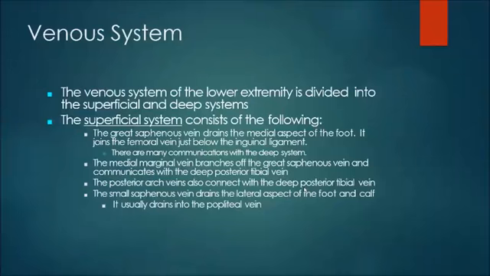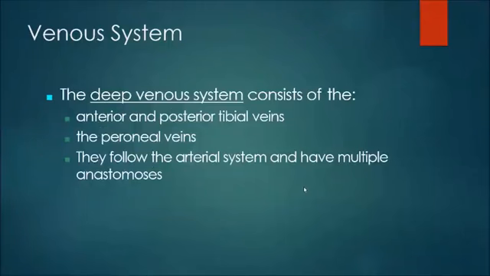The medial marginal vein branches off the great saphenous vein, and it communicates with the deep posterior tibial vein. The posterior arch veins also connect with the deep posterior tibial vein. The small saphenous vein drains the lateral aspect of the foot and the calf, and it usually drains into the popliteal vein. The deep venous system consists of the anterior and posterior tibial veins and the peroneal veins, and they all follow the arterial system and have multiple anastomoses.